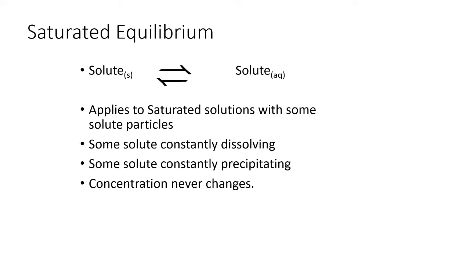What equilibrium means is I have both processes happening at the same time. In one direction, some of the solute is constantly dissolving. But the reason why I always have a little bit that's not dissolved is that since I'm at a saturation point, if I dissolve some, I have to precipitate out some others. So some of the solute is constantly precipitated.